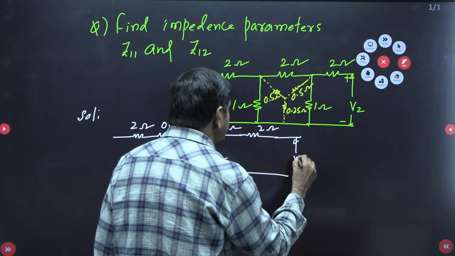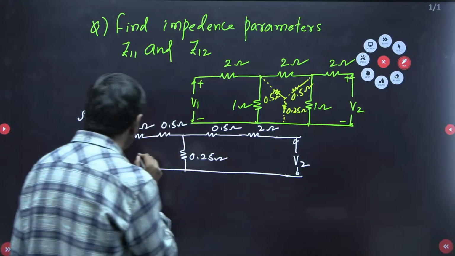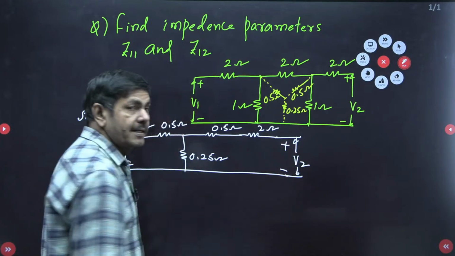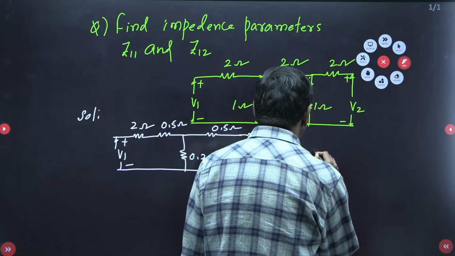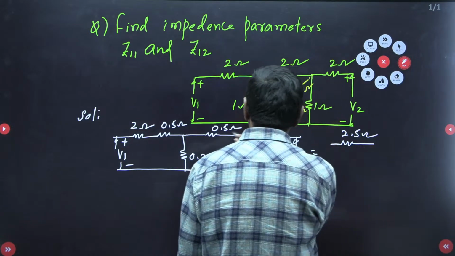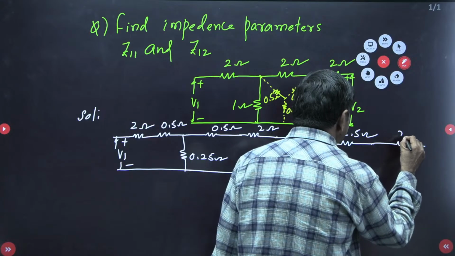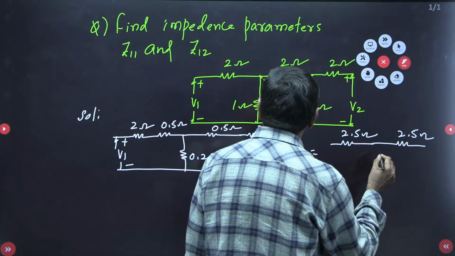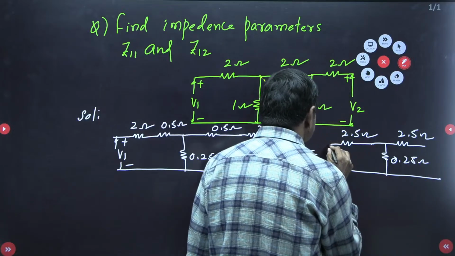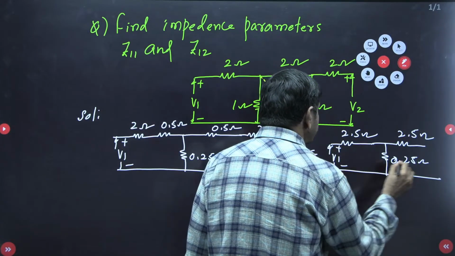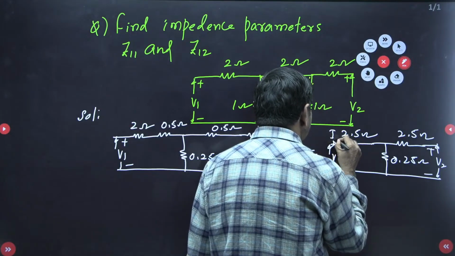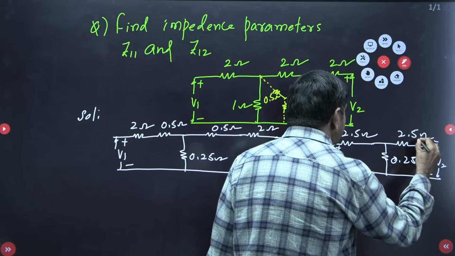This voltage I have taken as V2. And this voltage V1 I can put here now. This is V1, plus minus, plus minus. But on simplification, you know, finally it comes as 2.5. This is 2.5 ohm. This side 2.5. And this becomes 0.25 ohm. This is V1, you know very well. This is V2, you know very well. This current is I1, you know very well. This current is I2.